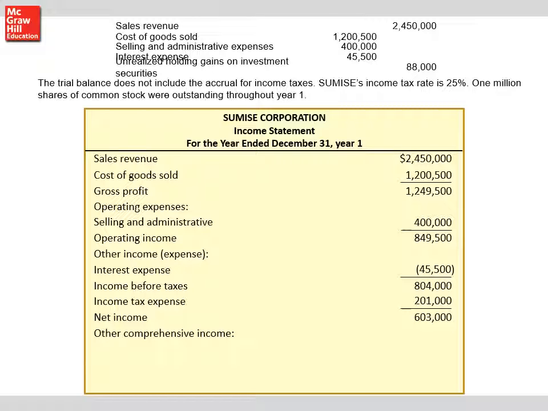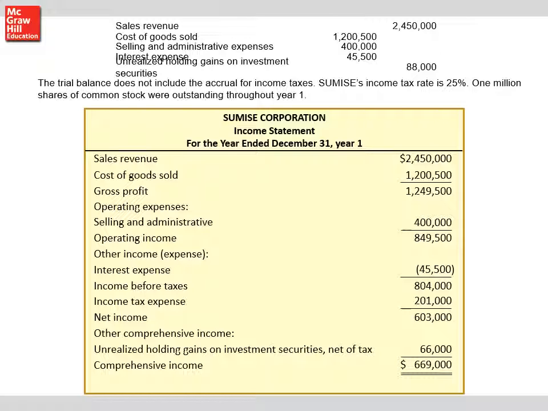But other items, based on the information we have for Semize, what else will affect it? This unrealized holding gain on investment securities, net of tax. So the tax effect on a gain is it will be taxed, right? So 88,000 times 25% will give us a $22,000 tax. We subtract that. The real gain is $66,000. So that is added to net income, the comprehensive income, all changes to equity that are non-owner, $669,000.